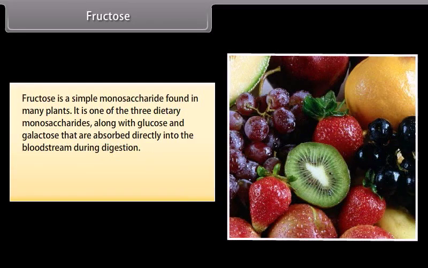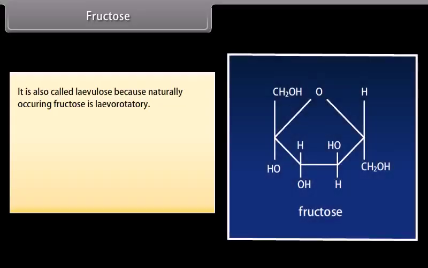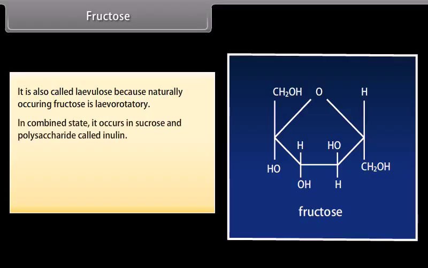Fructose. Fructose is a simple monosaccharide found in many plants. It is one of the three dietary monosaccharides, along with glucose and galactose, that are absorbed directly into the bloodstream during digestion. It is found along with glucose in the juices of ripe fruits and in honey. It is also called levulose because naturally occurring fructose is levorotatory. In combined state, it occurs in sucrose and the polysaccharide called inulin.